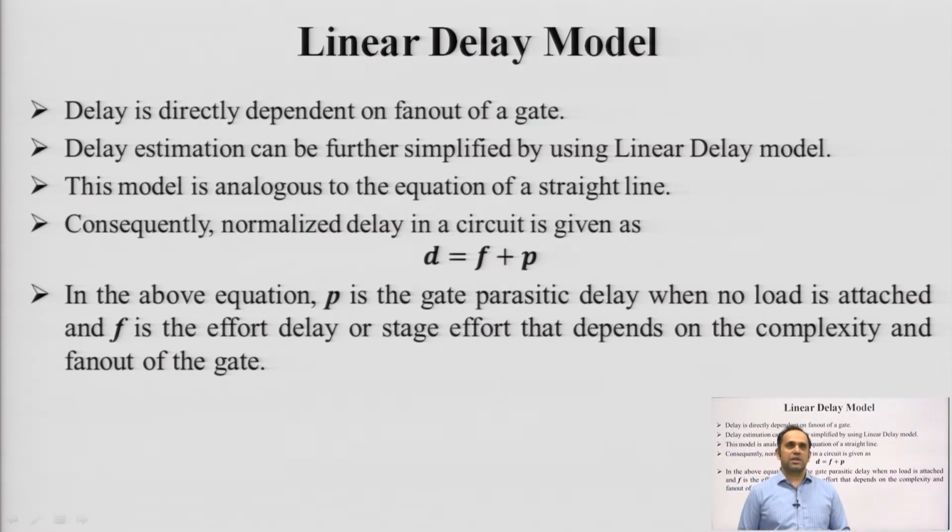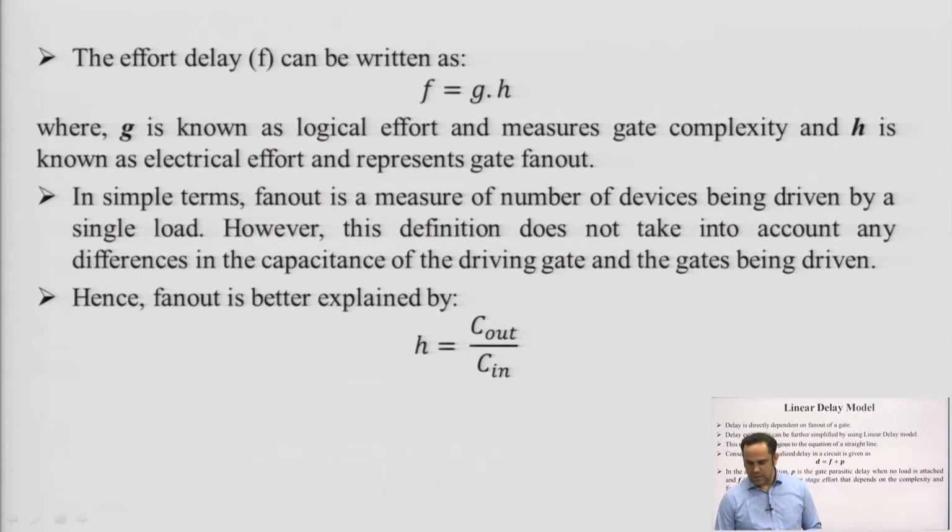We define what is known as normalized delay. It has a very simple equation. Normalized delay is written as D = F + P. In the above equation, D obviously is your normalized delay, P is the gate parasitic delay, the delay when no load is attached. So, if a gate is not driving any other gate, that is what is known as the parasitic delay. F means effort delay or stage effort, and that is basically a measure of complexity and fan out.